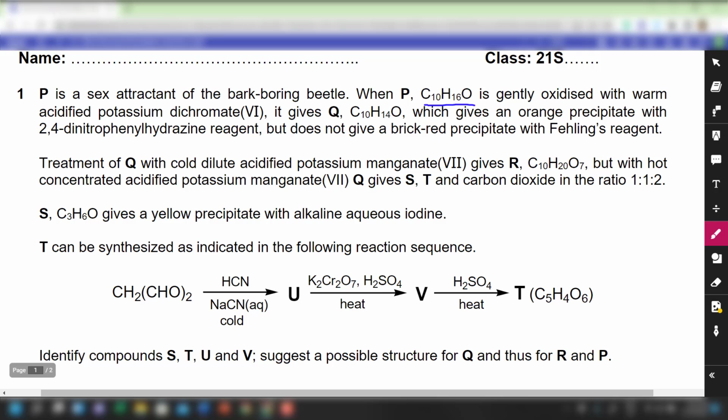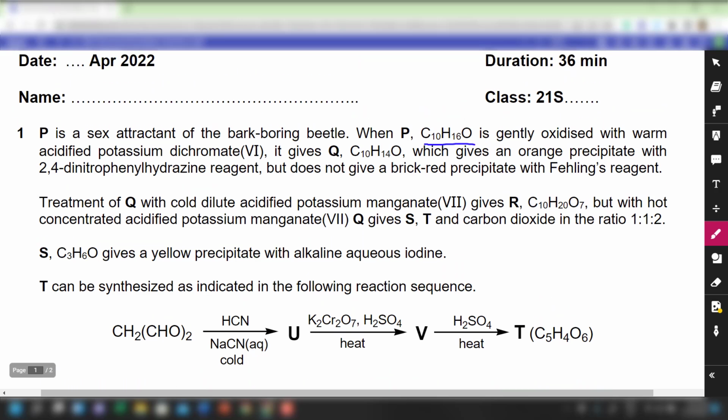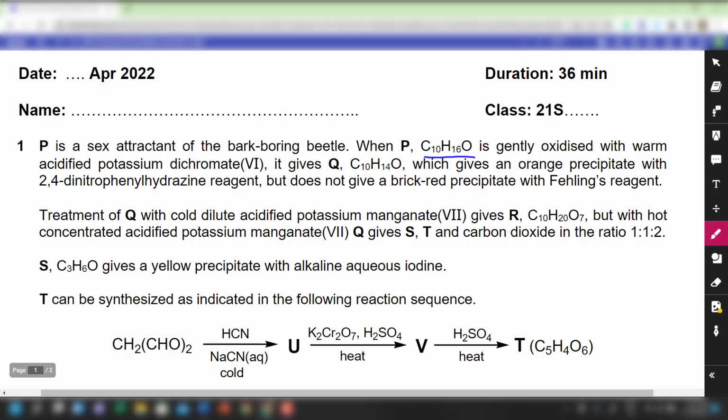Okay, so for the structural formula C10H16O, I'm going to calculate the degree of unsaturation. So that will give me 3 degrees of unsaturation. That's (2n plus 2), 22 minus 16, divided by 2. So I'm going to get 3 degrees of unsaturation.